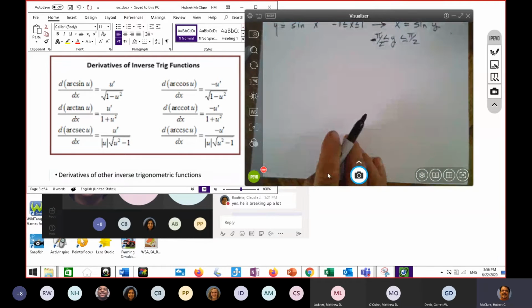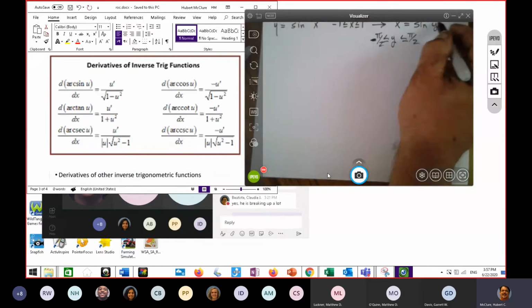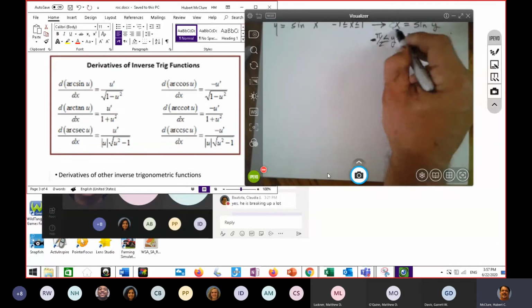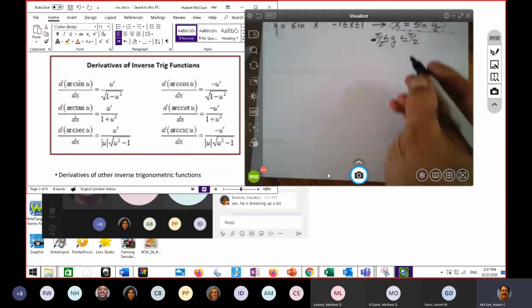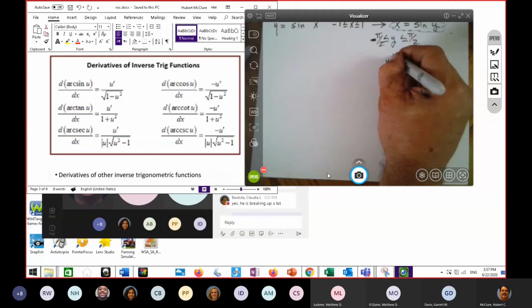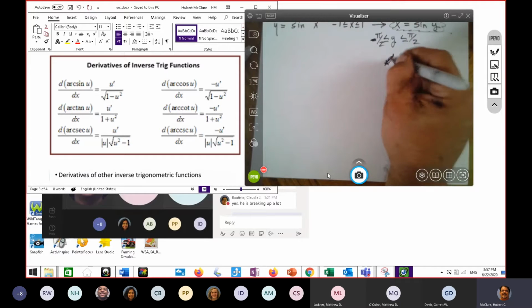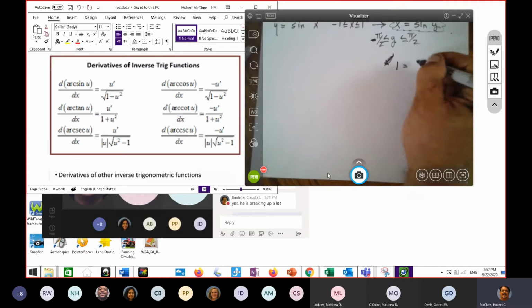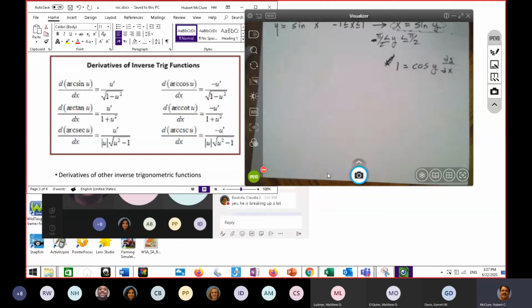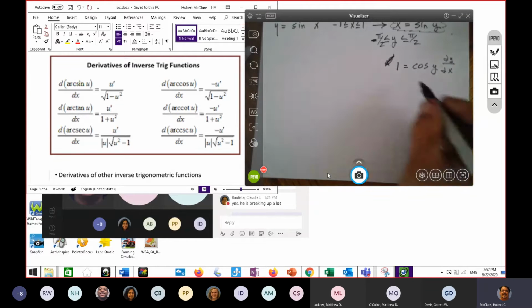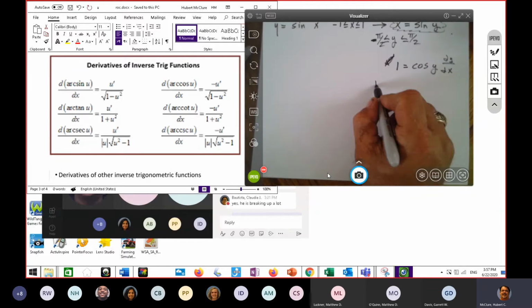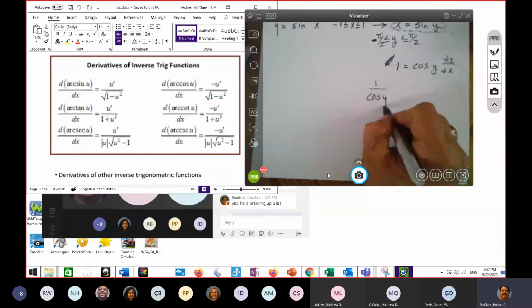If I took the derivative of this function right here, that would give me x prime, which is 1. I'm sorry, 1 is equal to cosine of y dy dx. And then, of course, solve for dy dx. You get 1 over cosine of y is equal to dy dx. This is just a derivation.